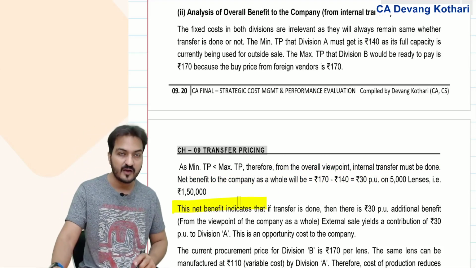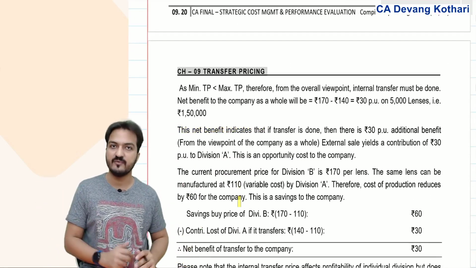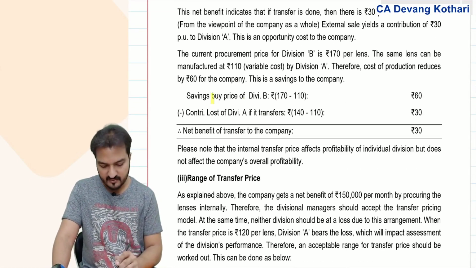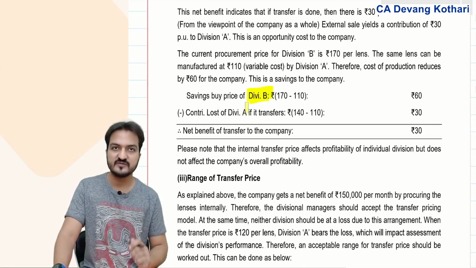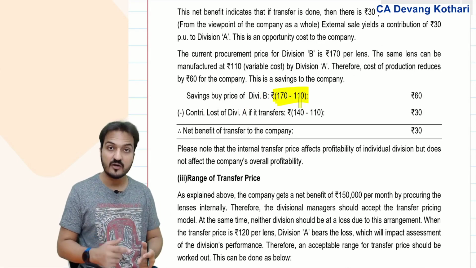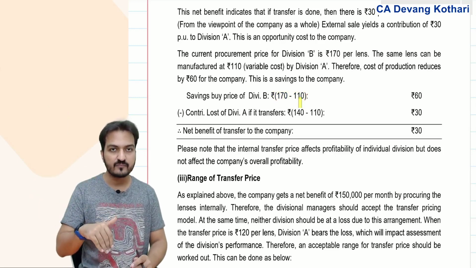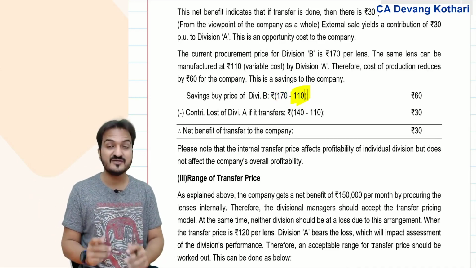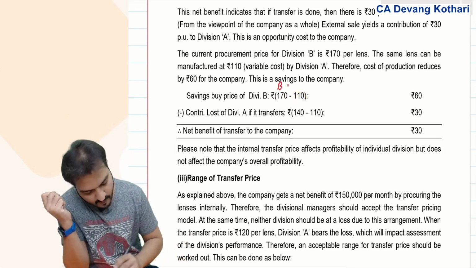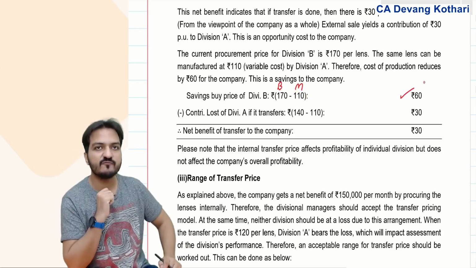This net benefit indicates that if the transfer is done, then company as a whole will get 30 rupees additional benefit. Why? You see the calculation here. If transfer is done, then division B will save 60 rupees. Why? Because when transfer was not done, B was buying from outside. Outside you have to pay 170. If transfer is done, then company as a whole pays only 110. This is like make or buy decision. 170 was the price of buy. 110 is the cost of make. Difference 60 rupees is my savings because of make option.